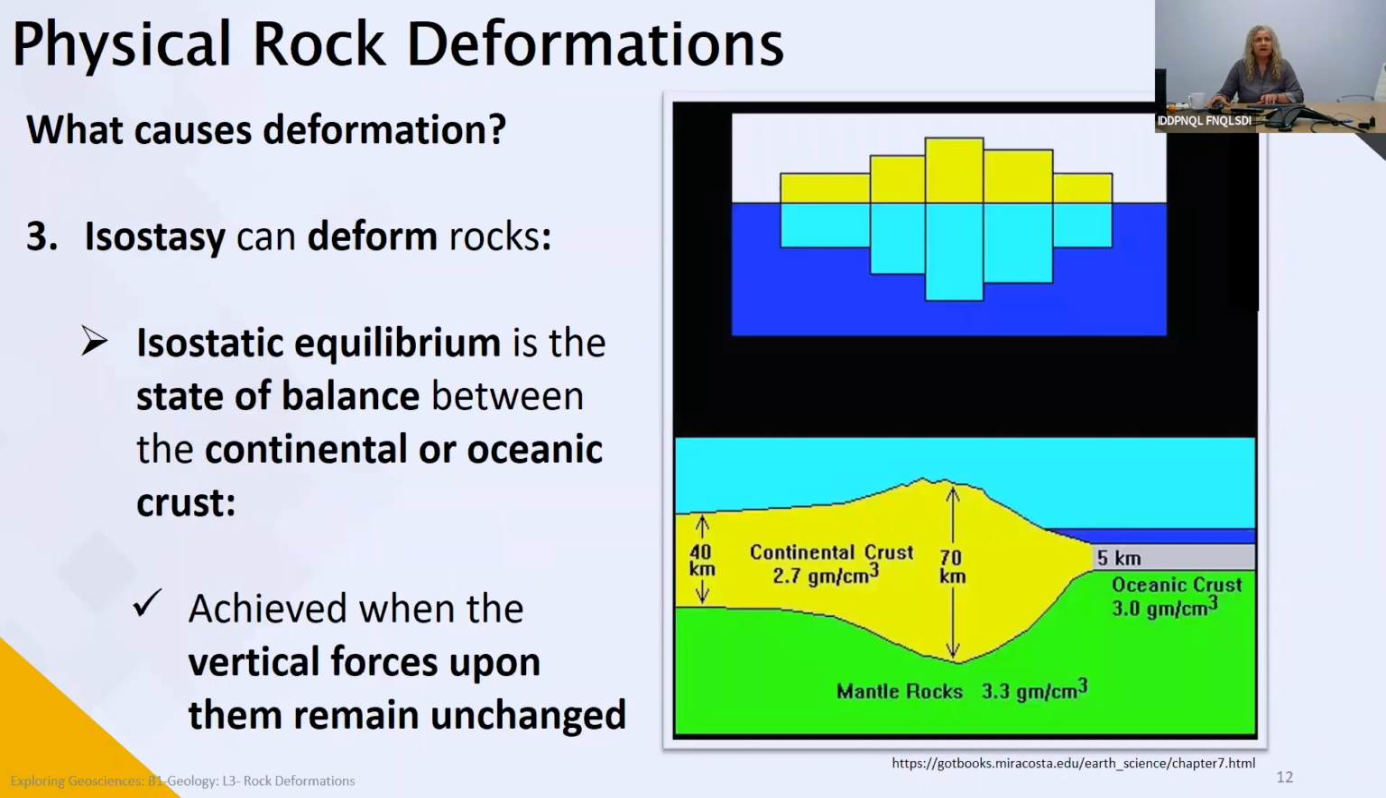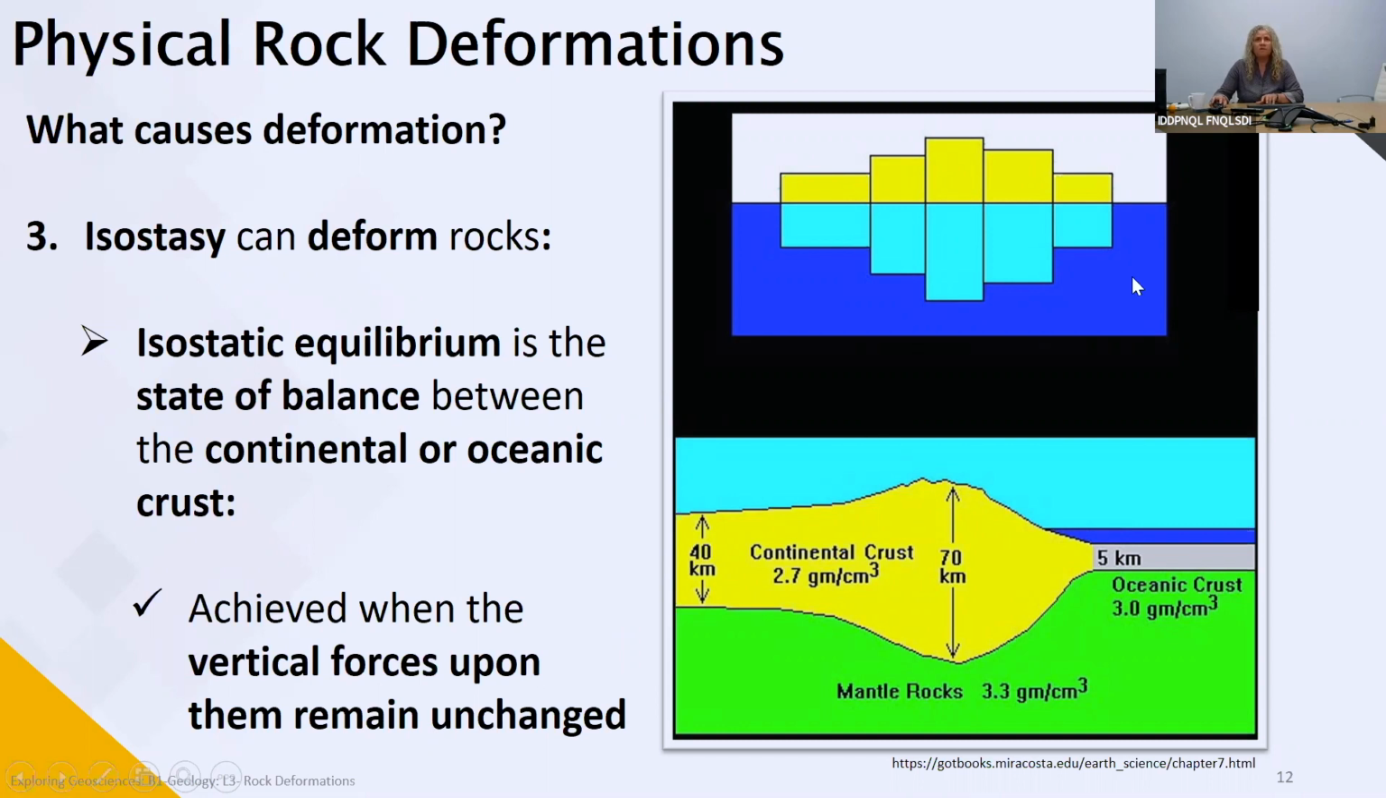Isostasy can deform rocks. First, to understand, here is the presentation of the isostatic equilibrium in states of balance. Here we represent the continental crust, the oceanic crust, and the mantle rocks, represented up here with the blocks. When we say that we are in isostatic equilibrium, that means we are at a state of balance between the continental and oceanic crust. This is achieved when the vertical forces upon them remain unchanged.